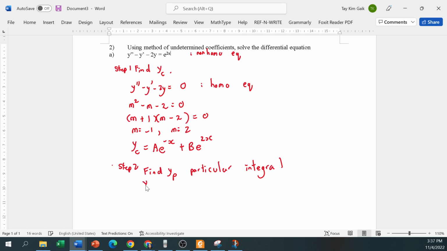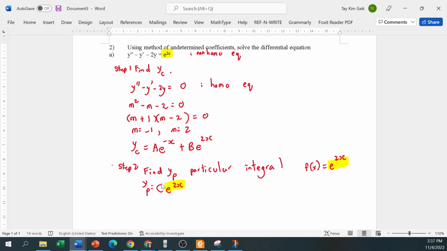We choose yP based on your f(x). f(x) in this case is e to the power 2x. So for yP we choose, let's say I use C, also e to the power 2x. We choose yP here based on the f(x). Since f(x) is e to the power 2x, yP will also be e to the power 2x with an unknown coefficient. A, B are taken, so I may use C, or you can use any symbol as long as it is not A and B.